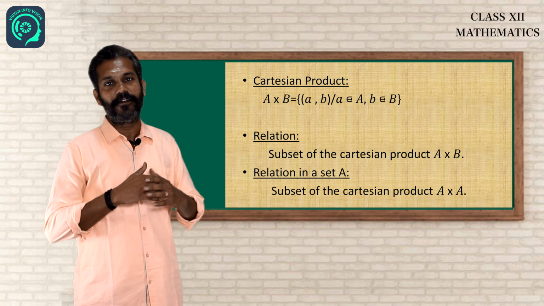First, the empty relation. Let R be the set of all ordered pairs (a, b) such that a is the sister of b. Since the school is a boys' school, no student can be a sister of any other student of that school.